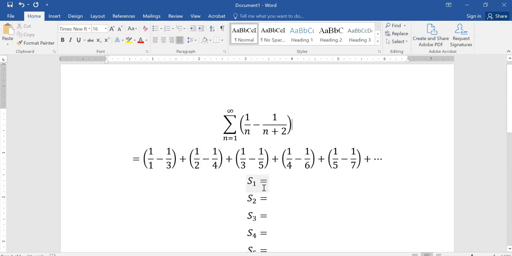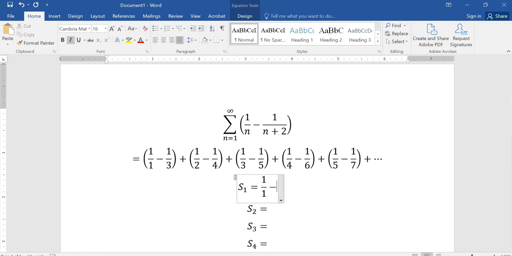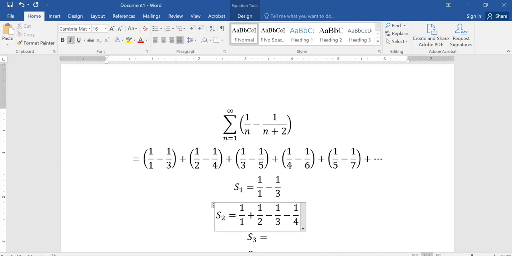So let's do the first partial sum. The first partial sum is just this first term here, 1 over 1 minus 1/3. Now, I'm going to keep it as 1 over 1 minus 1/3 for reasons that you'll see in just a moment. The second partial sum, we're going to add these up. I'm going to say 1 over 1 plus 1/2 minus 1/3 minus 1/4. All right, 1 over 1 plus 1/2 minus 1/3 minus 1/4.